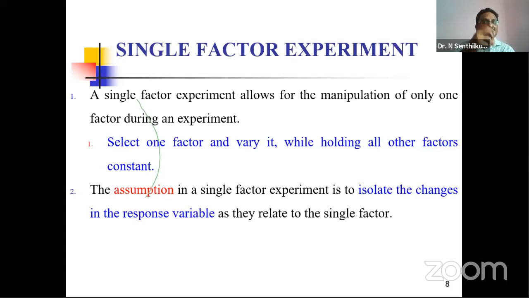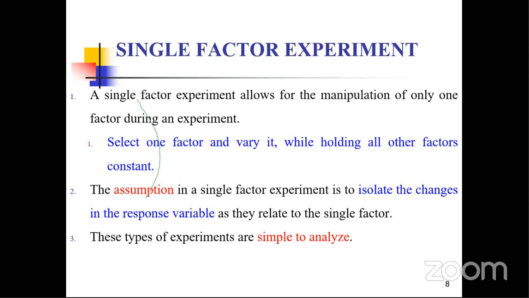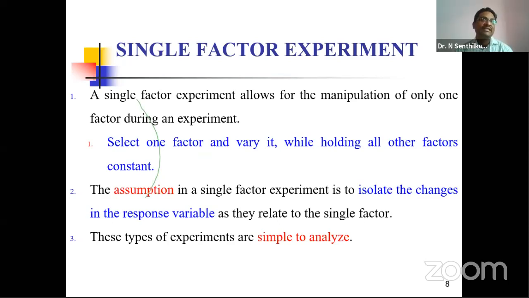So by changing the cutting speed, there is a change in tool wear and MRR that we are going to determine. Similarly for feed rate, if I'm going to change feed rate, then cutting speed and the depth of cut should be maintained at a constant value. So that is the concept of this single factor experiment. These types of experiment are very, very simple to analyze. But this is also a complex one when the number of factors tends to increase, and it is time consuming.